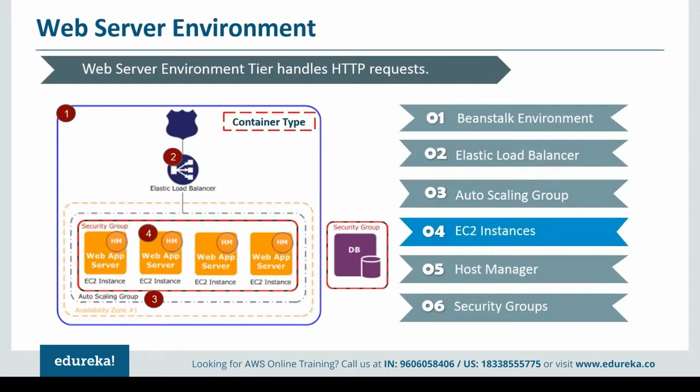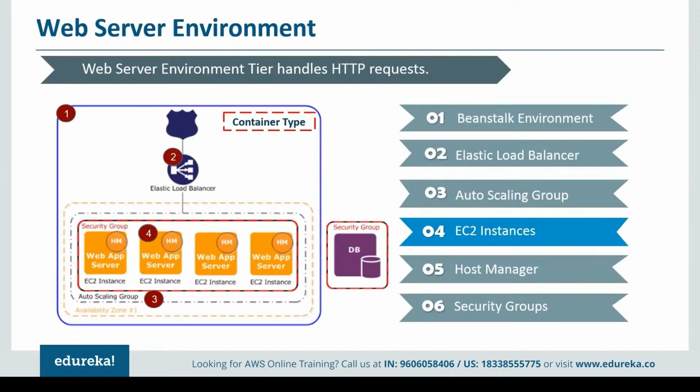Then we have EC2 instance. So whenever you try to launch an Elastic Beanstalk environment, Beanstalk will assign your application with a suitable EC2 instance. But the software stack, like the operating system, the servers, and different softwares which are supposed to be installed on your instance are decided by a device called container type.